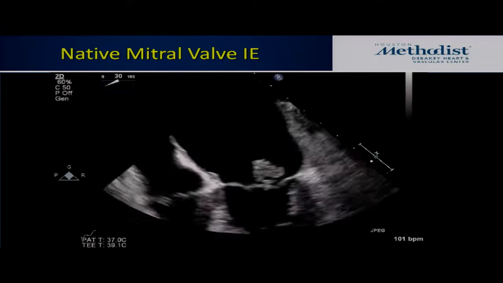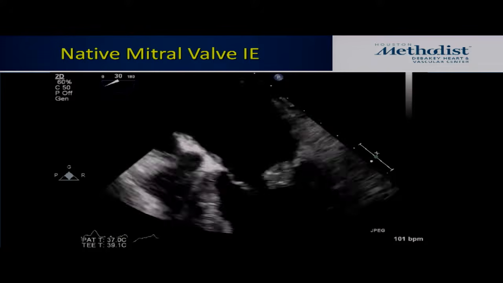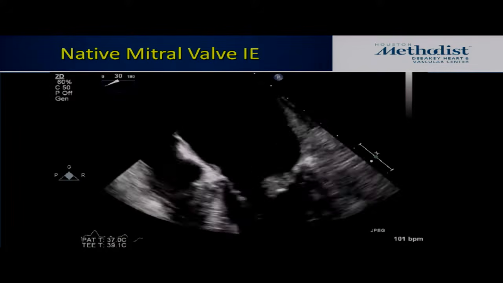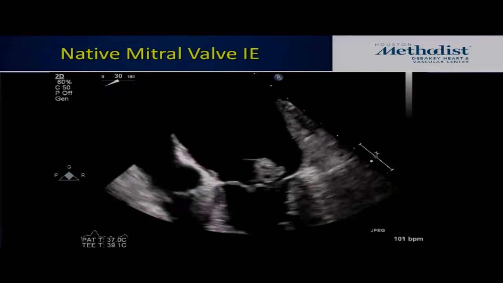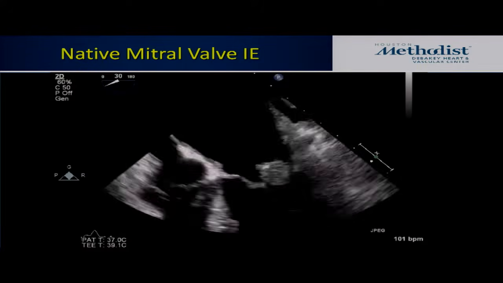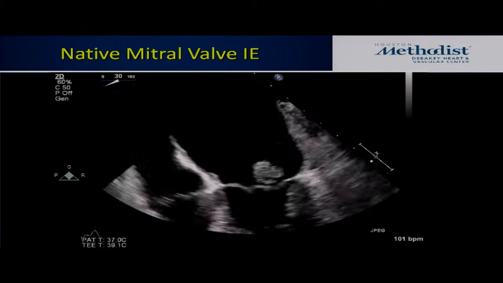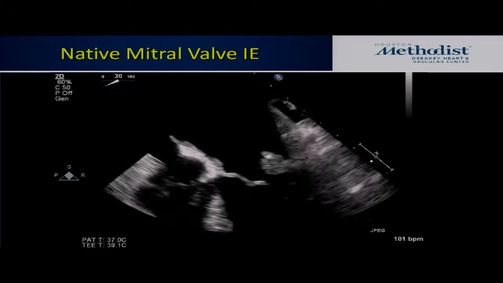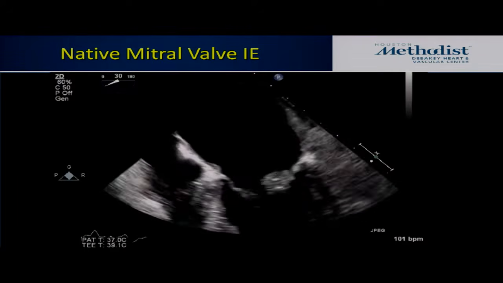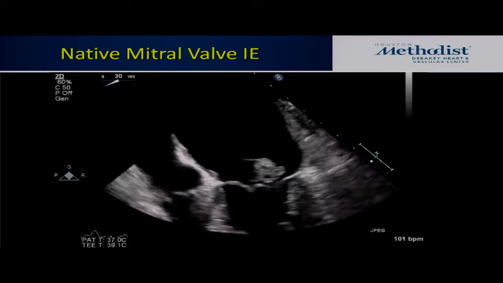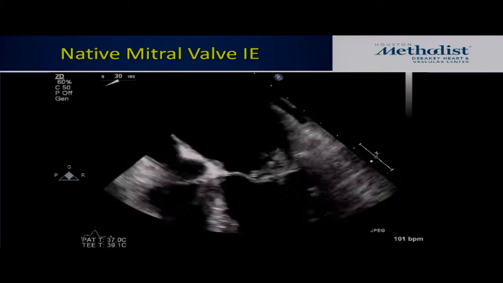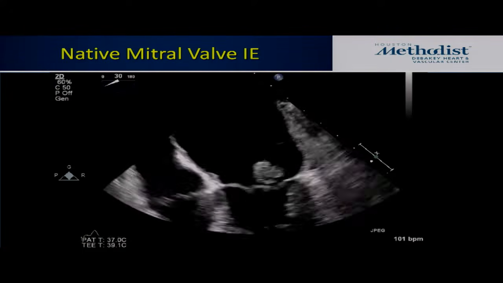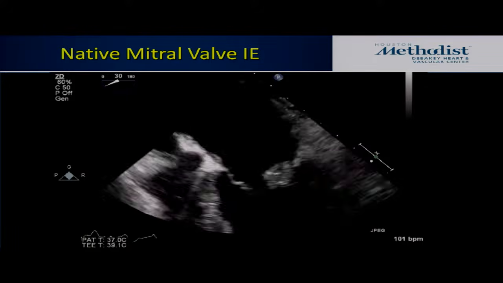So yes, there's mobility. Note that it's on the flow surface of the valve. So on the mitral valve, it's on the atrial side. Typically on the aortic valve, it's on the ventricular side. That is not a law, but it's a common feature that the flow surface is the one that has the attachment of the vegetation. It has, if you look closely, a characteristic of independent mobility or oscillation.